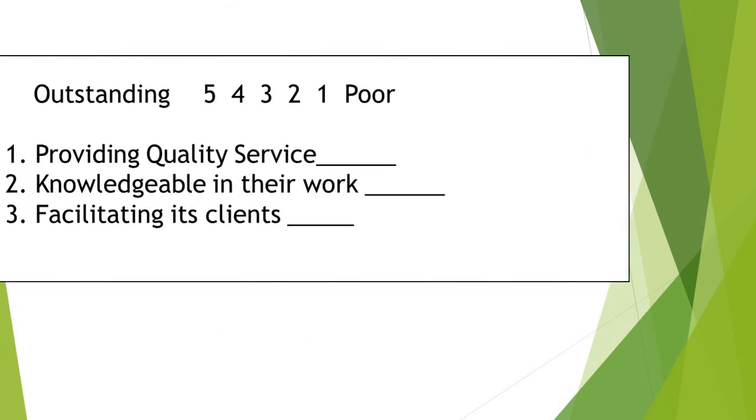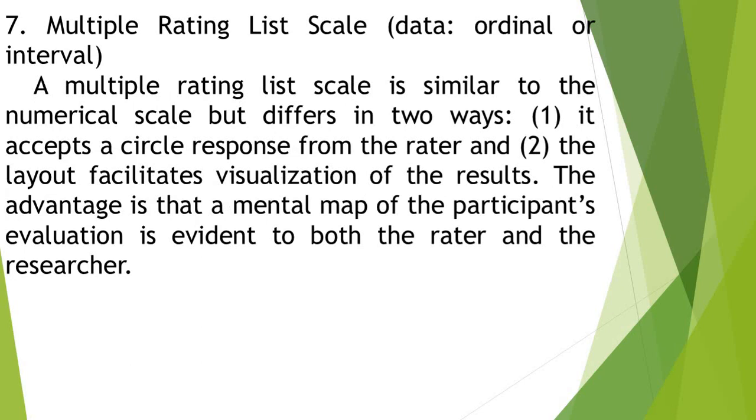So here is an example of the rating numerical scaling. Provide quality service. How will you rate? Outstanding to poor. Knowledgeable in their work, outstanding to poor. 5, 4, 3, 2, 1. 5 is outstanding and 1 is poor. Facilitating its client, outstanding or poor.